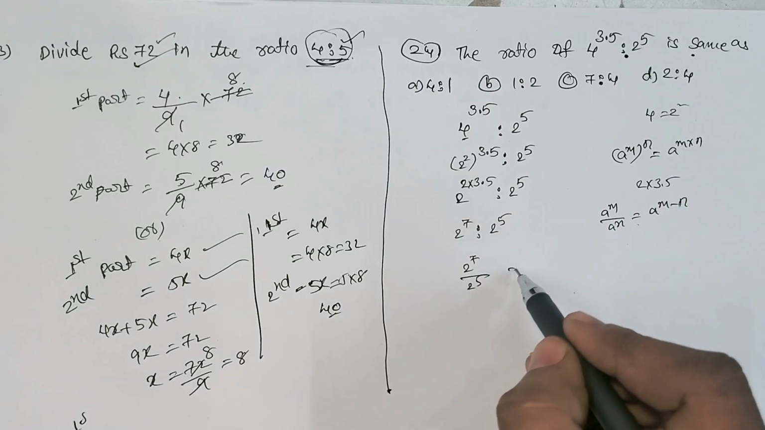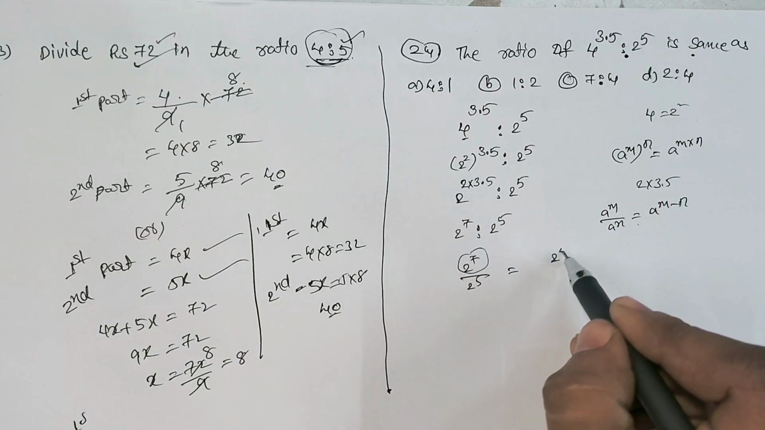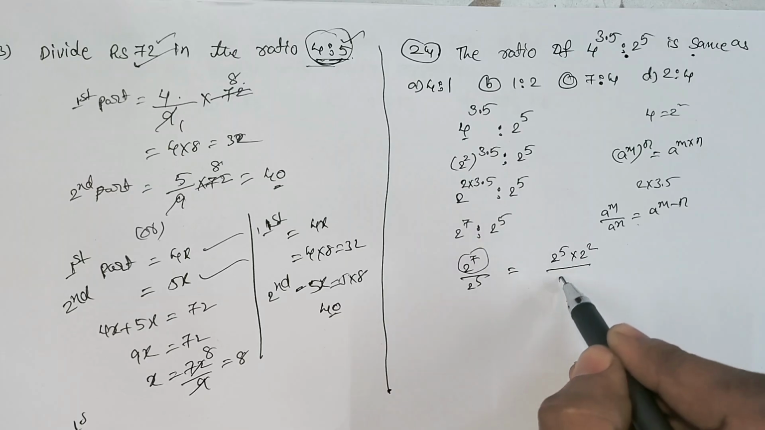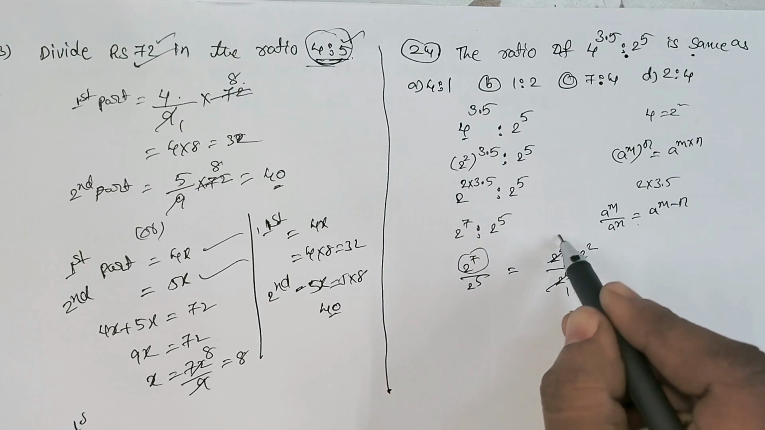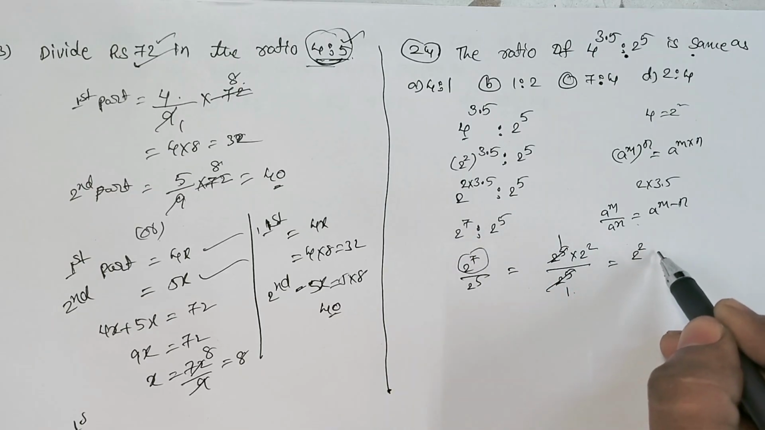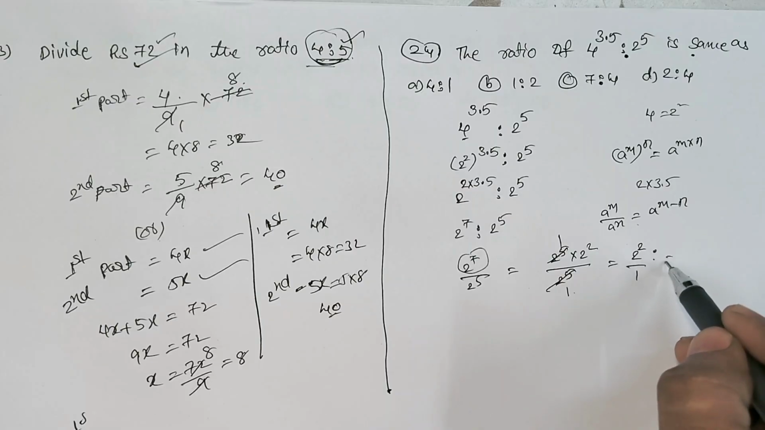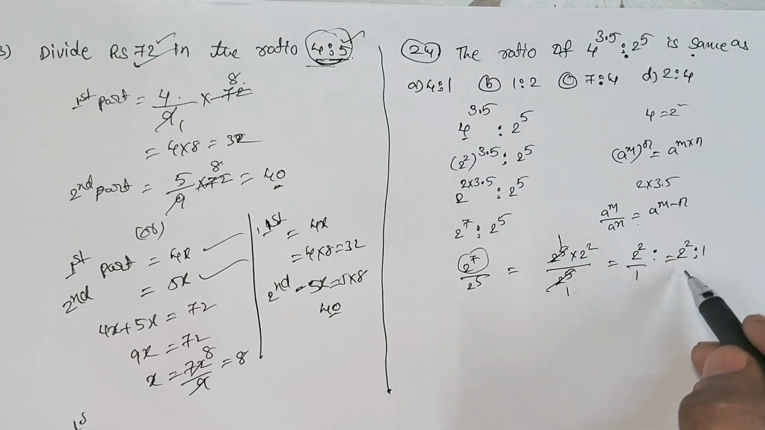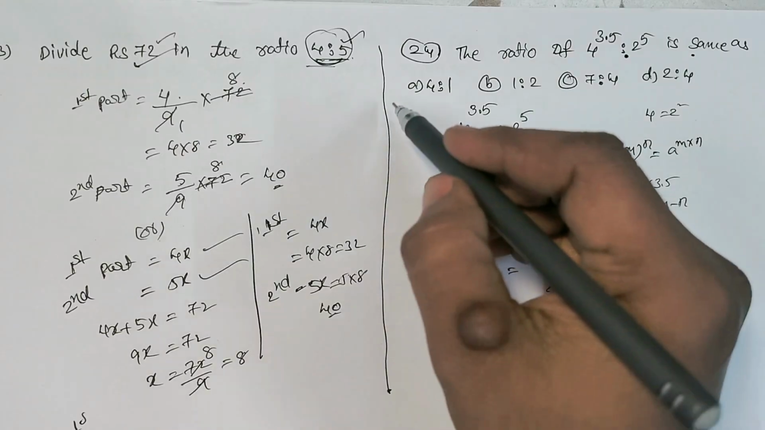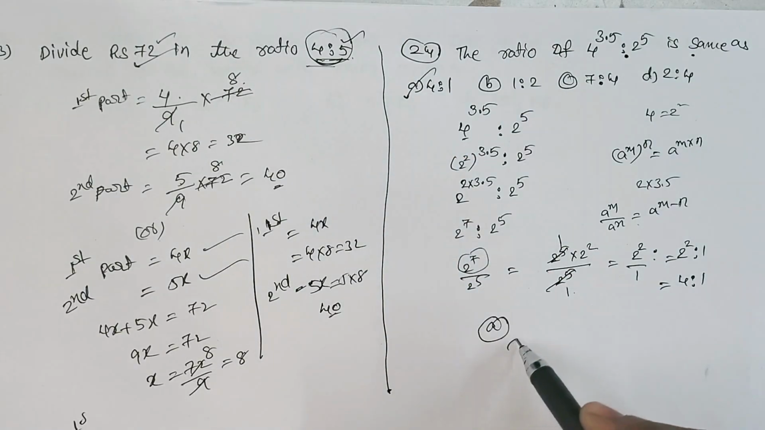By using this formula you can solve, or else 2 to the power of 7 can be written as 2 to the power of 5 into 2 to the power of 2, by 2 to the power of 5. 2 to the power of 5 cancels with 2 to the power of 5. So we get 2 square by 1, that is 2 square is to 1, which is nothing but 4 is to 1. 2 squared value is 4. So we can take the first option as the correct one in this case.